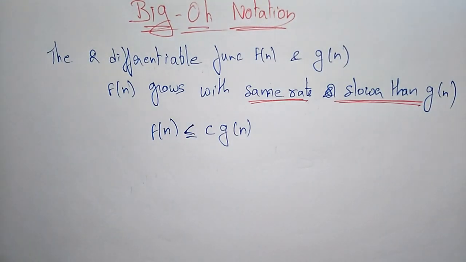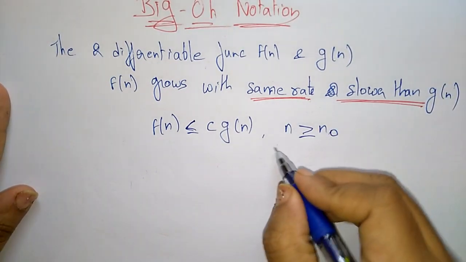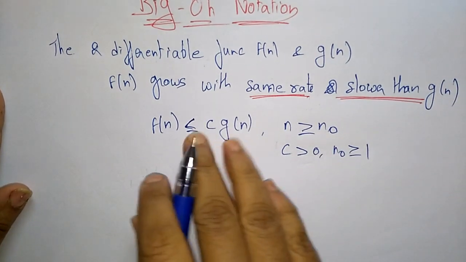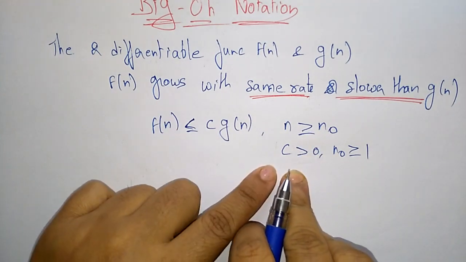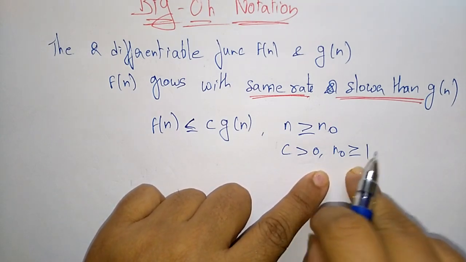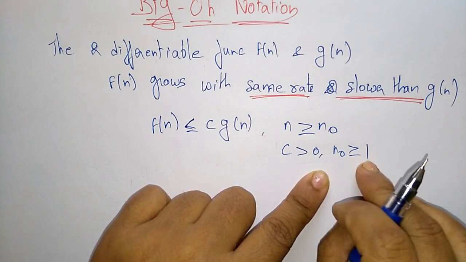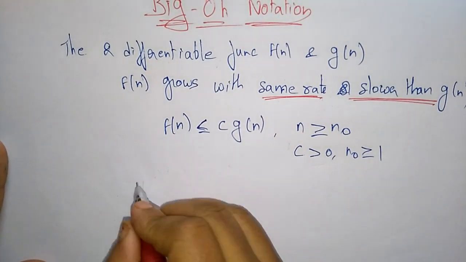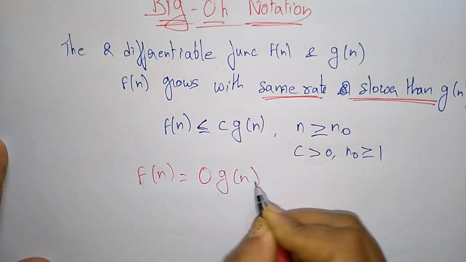And it has to follow the condition where n is greater than or equal to n naught, and c should always be greater than 0 and n naught is greater than or equal to 1. These are the conditions. So n is greater than or equal to n naught, and c, the constant, should always be greater than 0, and n naught is at least 1. The starting input value you have to give is at least 1. So that's why n naught is greater than or equal to 1. So this will be denoted as f of n is equal to big O g of n.